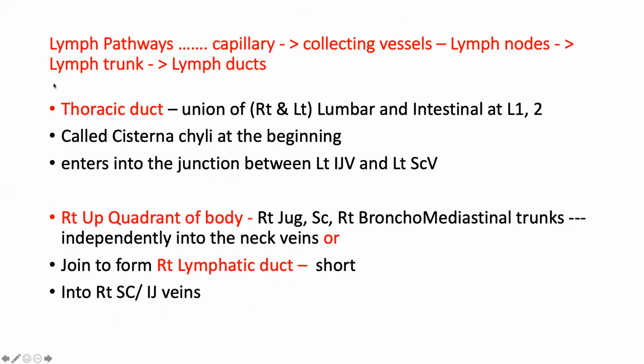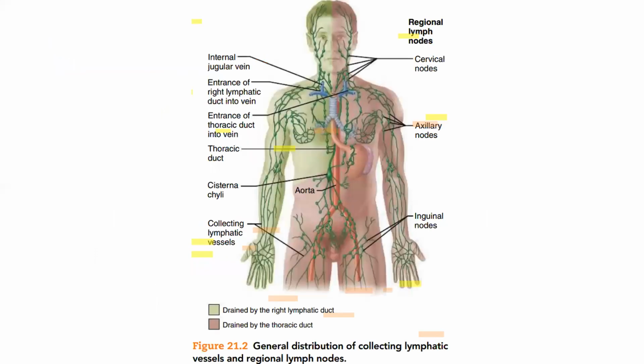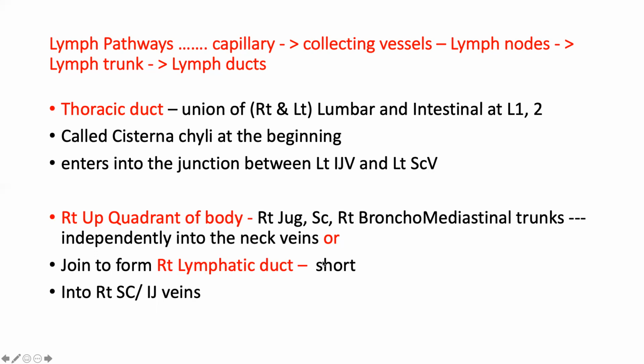So now lymph trunks will merge together to form the lymphatic ducts. As we remember, the left side of the body, like head and neck, upper limb, thorax, and the rest of the body, they drain into only one final duct, and that is called the thoracic duct.